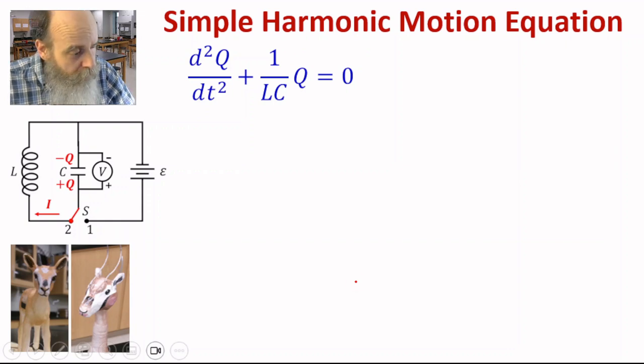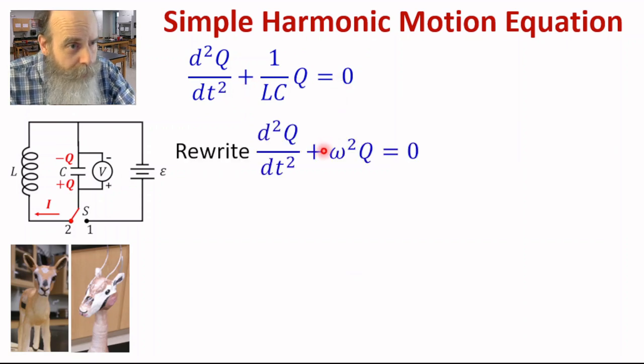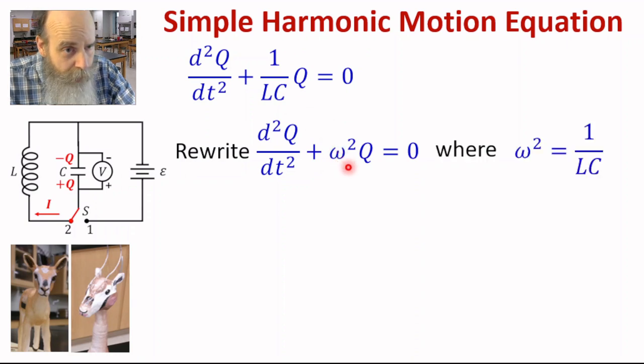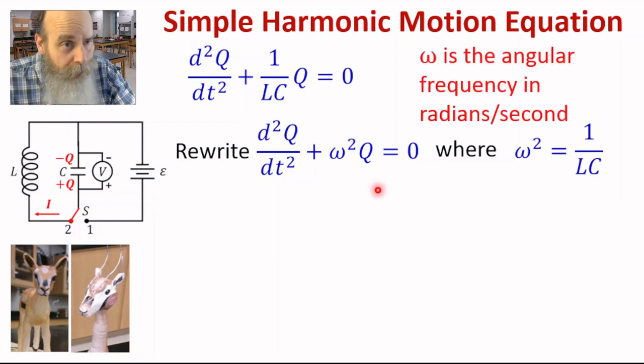Here's our equation. Let's rewrite it like this. We'll replace 1 over LC with omega squared. This is the standard form that we usually see this equation. And we know what the solutions are. In this case, omega is the angular frequency measured in radians per second.